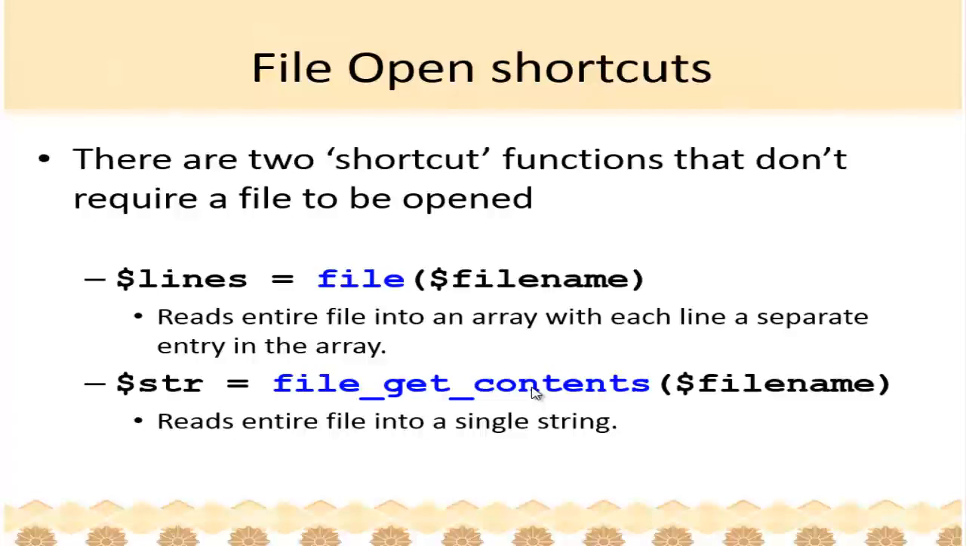Then what's the difference between file and file_get_contents? The file function reads the entire thing into an array. So it's going to read the entire file into an array where each line of the file will take one value within the array. What about the other one? It will read everything into a single string.